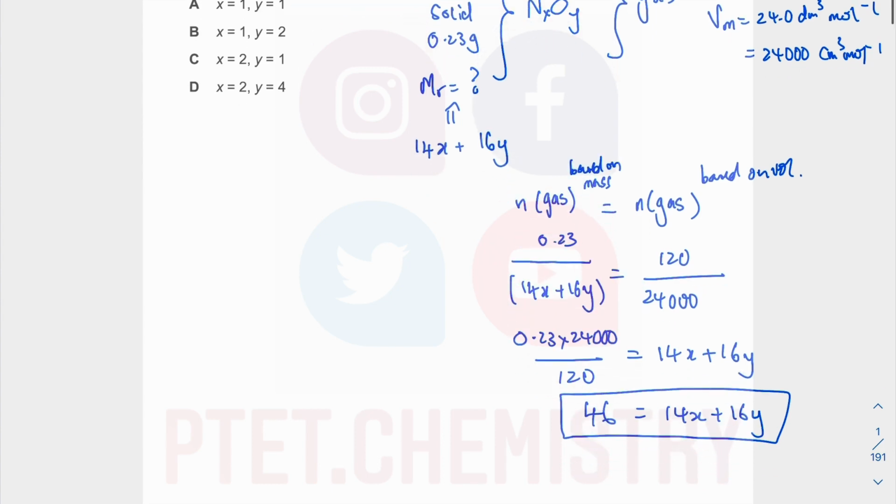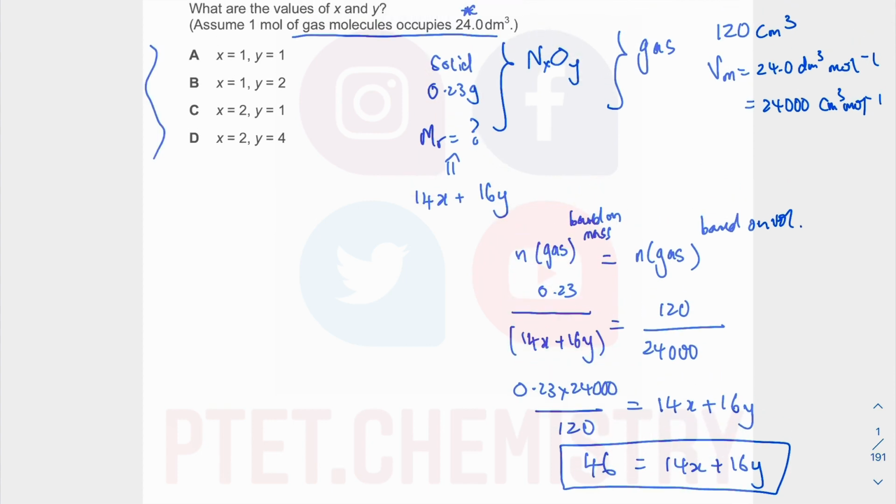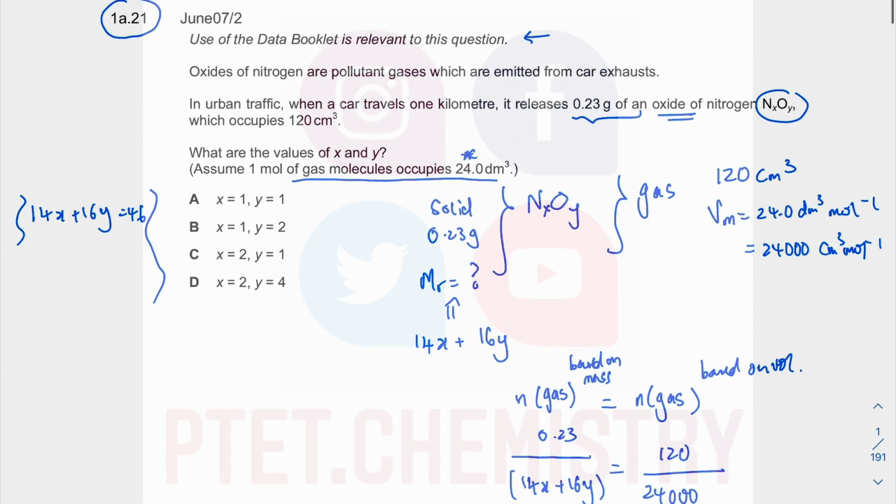It's a simultaneous equation kind of problem, is it? But fortunately for us, we are given the options for x and y. So I just need to sub in x equal to 1. So that's 14 times 1 plus 16 times 1 for the first one. That gave me 30. So 14x plus 16y is equal to 46, based on the information that they've given us. The first one will give me 30, so that is incorrect. The second one, put in x equal to 1, so 14 plus 16 times 2. That gave me 46, and that is what we want.